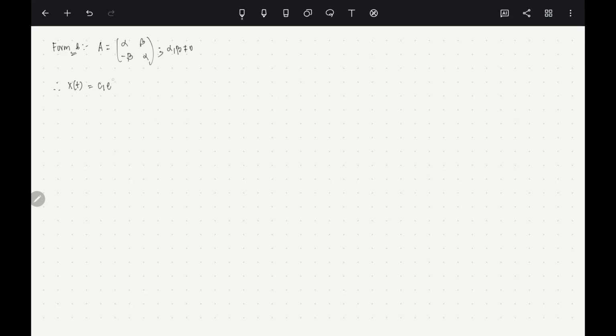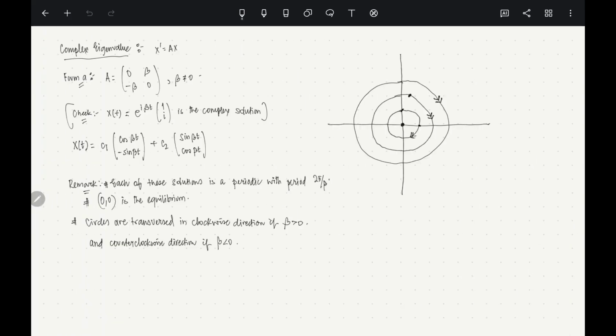C1 times e power alpha t, cosine beta t, minus sine beta t, plus C2 times e power alpha t, sine beta t and cosine beta t. Is it okay? Now, you see, without the e power alpha t term, this is the case, right? If alpha is 0, you don't have e to the alpha t, and this is the case. So we have the center. We call it a center, because everything is like centered, right?